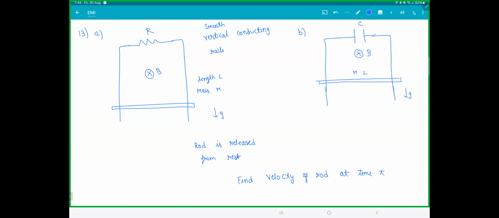Let's get this. A simple question will be: find the terminal velocity for the first case. Let's get that.